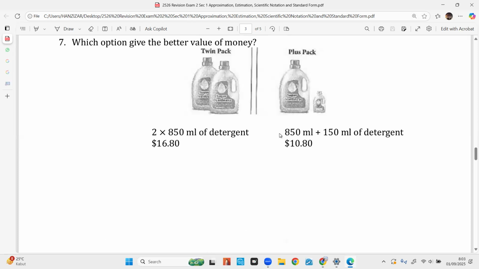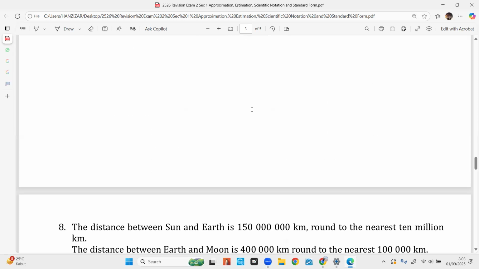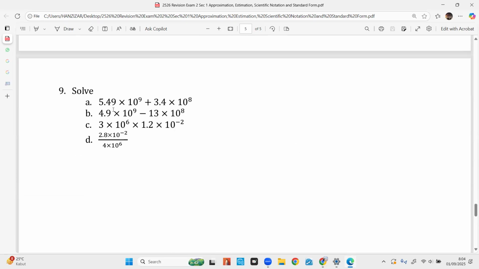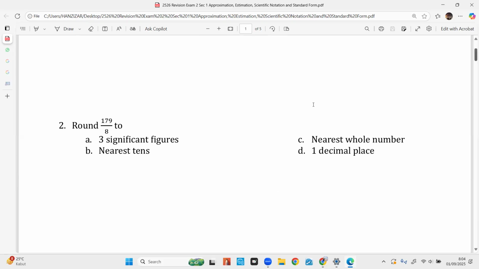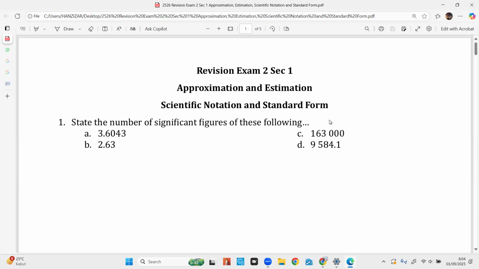Now, number 7, we are comparing. Number 8, we are doing the scientific notation also. Okay, and number 9, calculating this. So what you need to do first is try to understand about the significant figures.